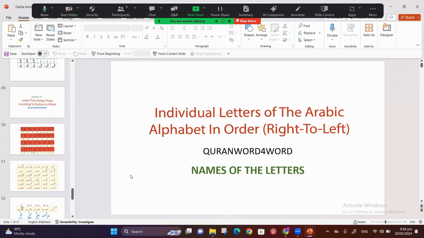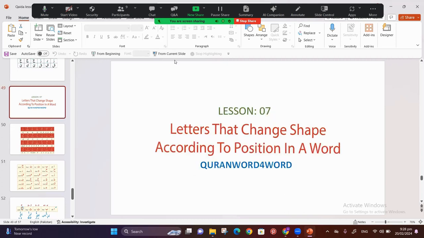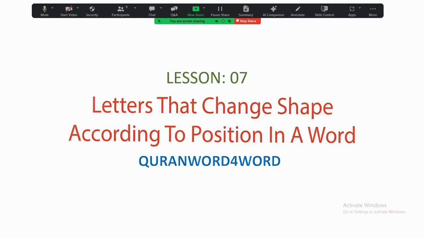Okay. For now, what we will do is this topic, which is letters that change shape according to the position in a word, right? And I told you in the starting sessions as well that this is not the case with English alphabets. The English alphabets, as you can see in front of you, do not change their shape when placed at a certain position in any word. But in case of Arabic, the shape of the letters changes depending on the position they have in a word, whether they are at the start, in the middle, or at the end of the word, right? So we will see this in today's session, inshallah.